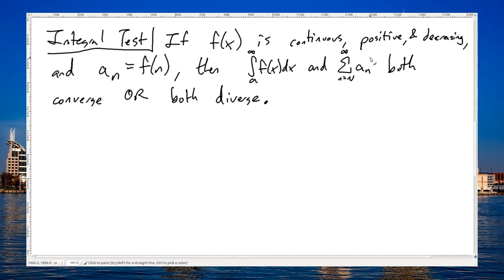So, if I want to know about the convergence of a series, I could test that by just taking the convergence or the divergence of the improper integral. All right, let's see this in practice.